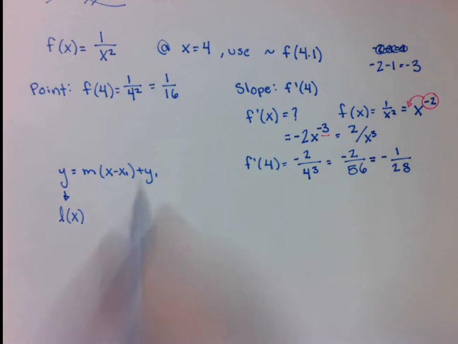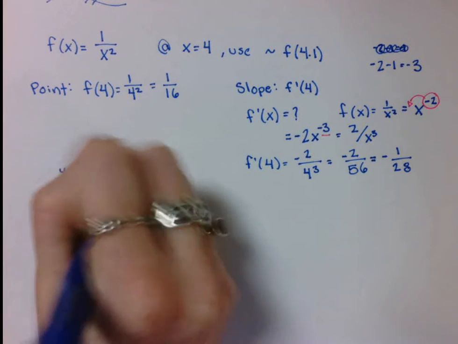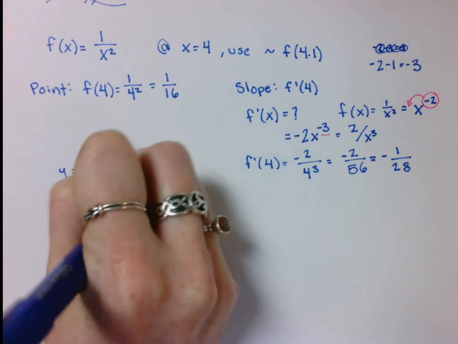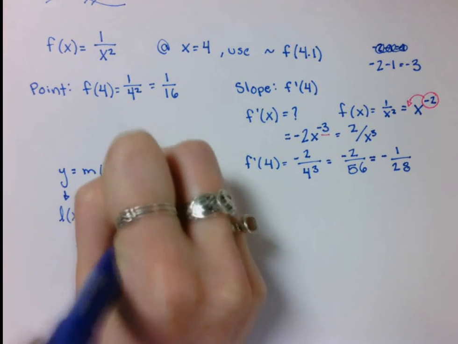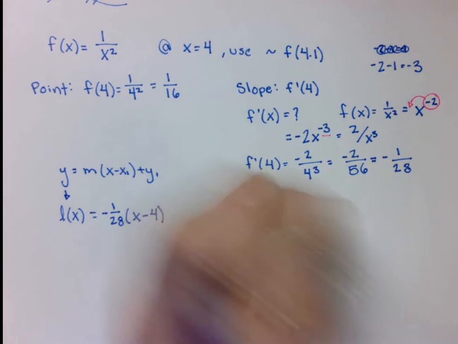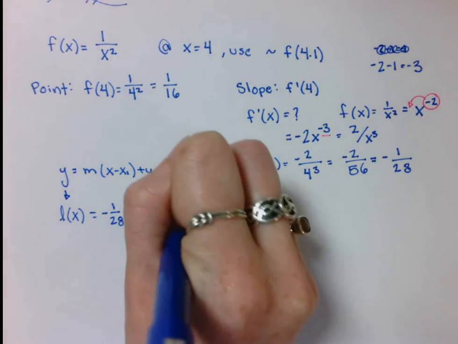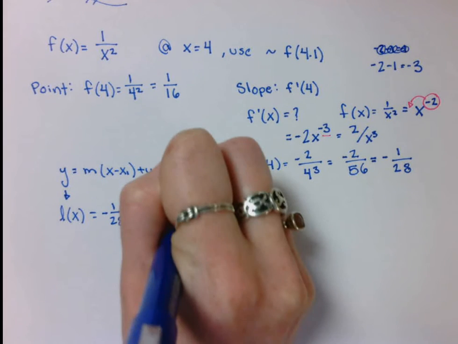Alright, so L of x, what is my slope? Negative 1 over 28. What is my x1? 4. And do not forget your plus y1. What's y1? 1 over 16. The 1 over 16.